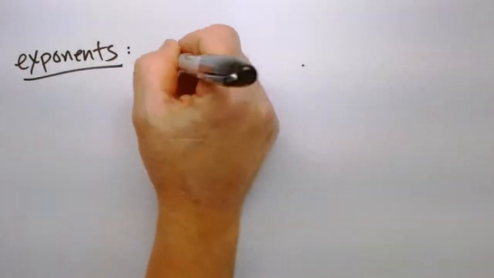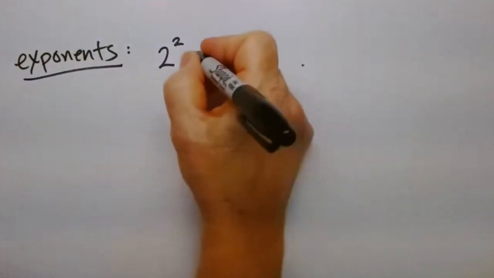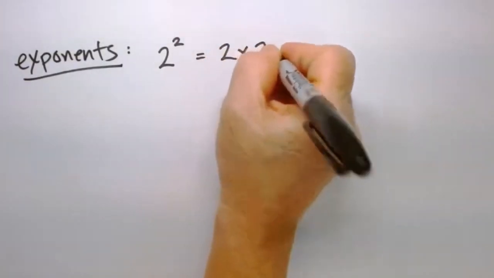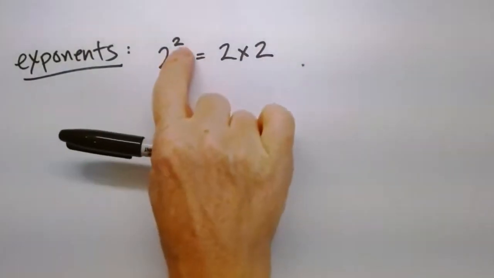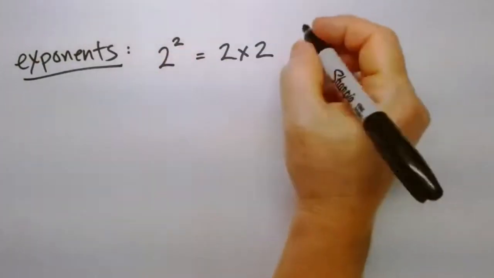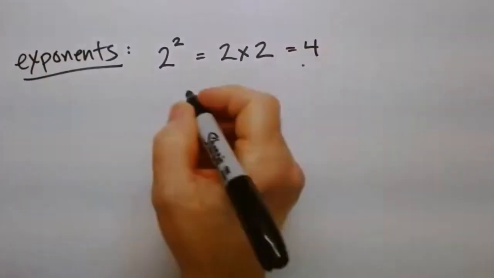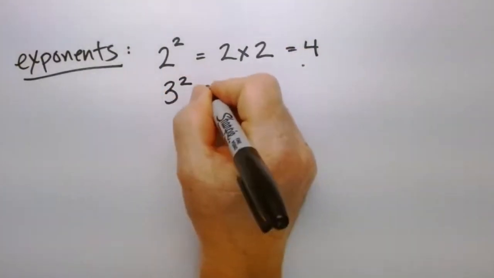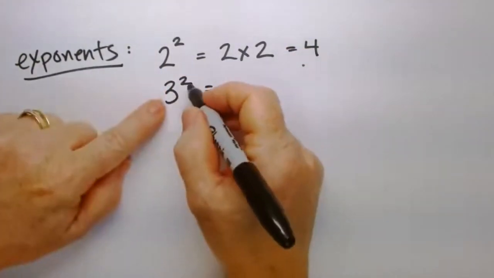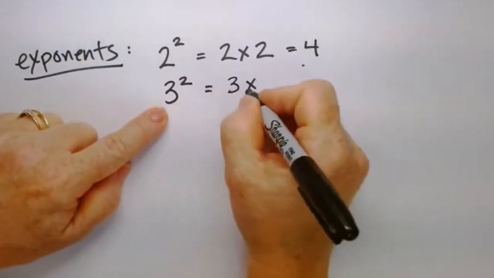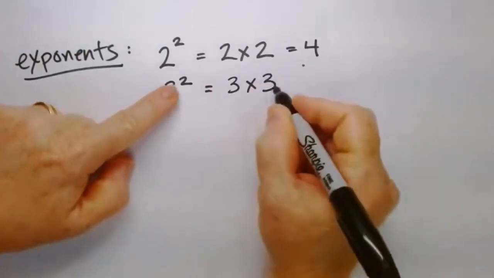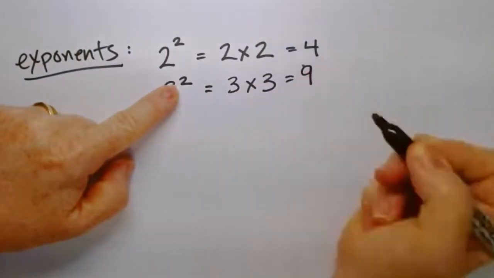Exponents, so if I say 2 to the second power, or 2 squared, that means it's 2 times 2. So this tells you how many times to multiply this number by itself. 2 times 2 is 4. Let's try another one. 3 squared. Okay, so we're not saying 3 times 2. We're saying 3 times 3 because we're multiplying itself twice. So this is equal to 9.